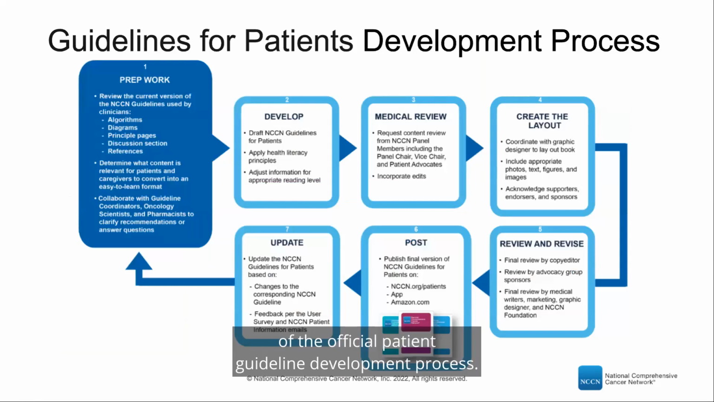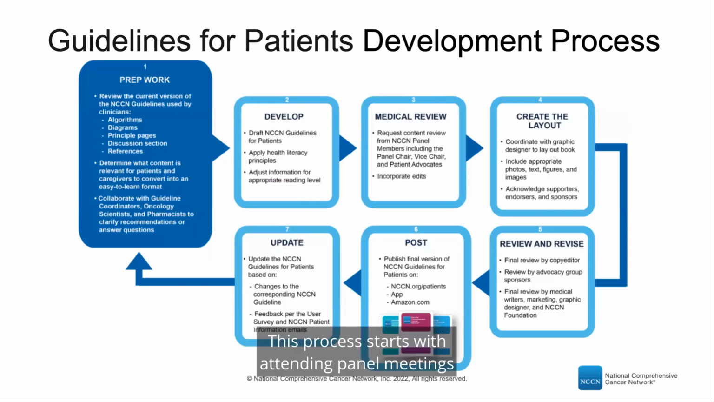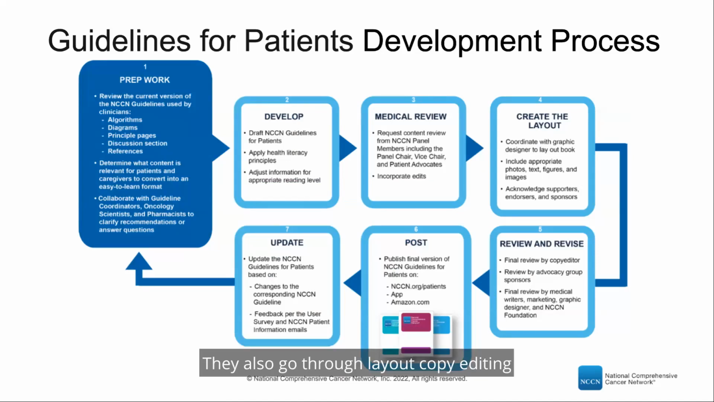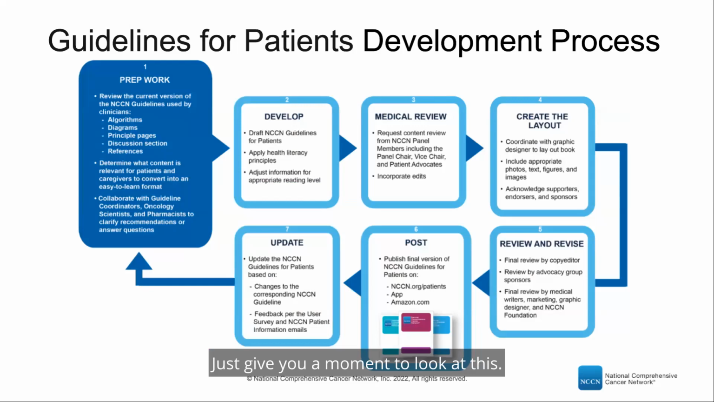This is a slide of the official patient guideline development process. You can see a lot of work goes into each book. We're continually updating our books. This process starts with attending panel meetings and learning the disease, how it is diagnosed and treated. Writers apply health literacy and numeracy principles, and books go through a rigorous medical review process. They also go through layout, copy editing, and internal and external review. Let's give you a moment to look at this.